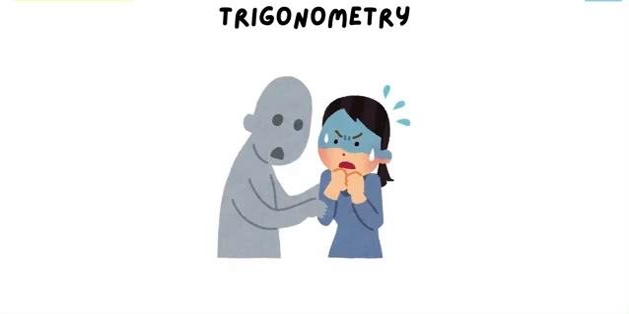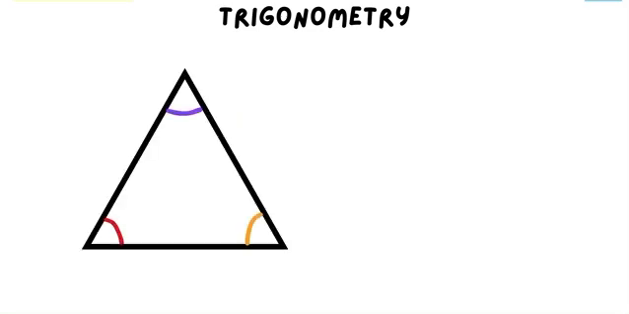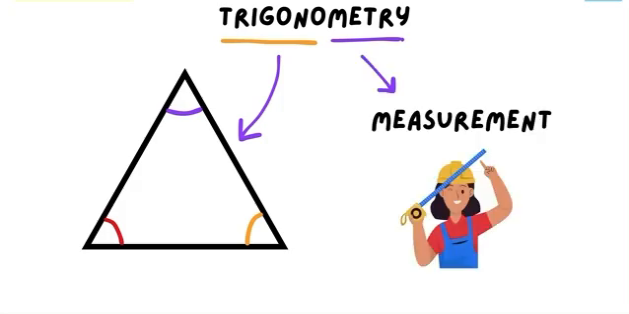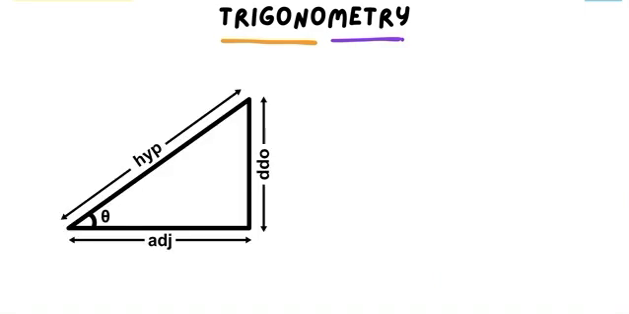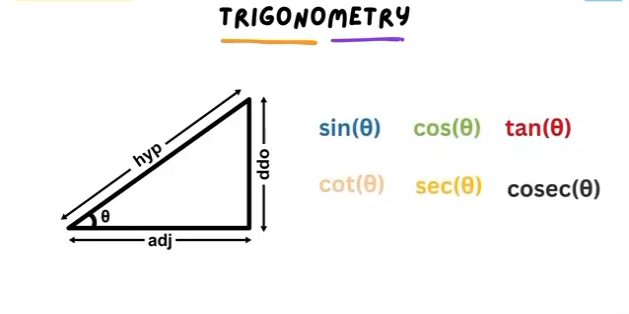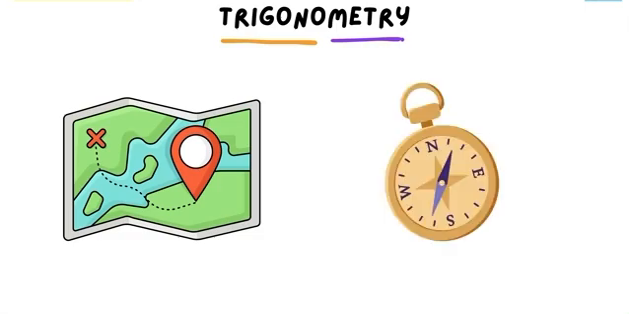Trigonometry. Trigonometry sounds complicated, but it's really about studying triangles and their angles. Its name comes from the Greek words trigonon, which means triangle, and metron, which means measurement. So it's literally about measuring triangles. At its core, trigonometry deals with these 6 key functions, which let you calculate unknown sides or angles if you know some of the others. If you've ever used a map or a compass, you've already used basic trigonometry without realizing it.